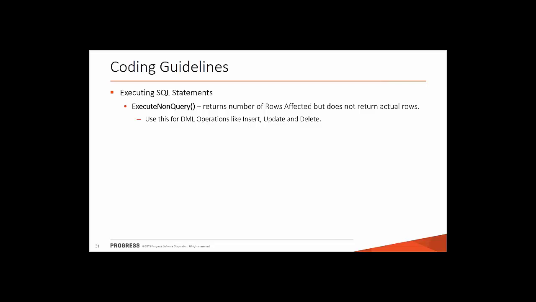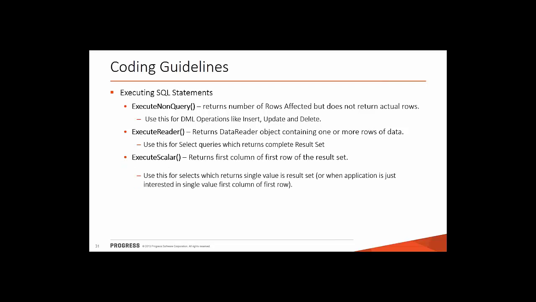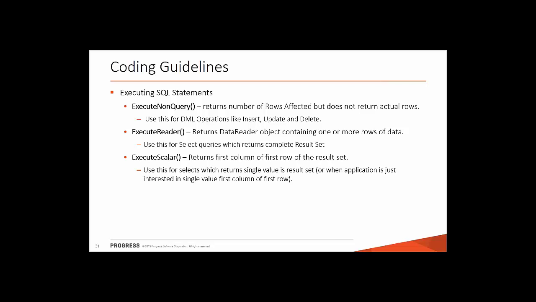This is a specialized API to execute your DML operations like insert, update, delete, where there will be rows affected but no actual data returned by the execution. Then you have ExecuteReader. The objective of this API is to return the complete result set. So the use case of this API is executing your select queries. And then you have ExecuteScalar, which just returns the first column of the first row of your result set. So this is usually used when you have aggregate functions like count star, which are expected to return a single value from your execution. So this API is usually optimized for that kind of usage.